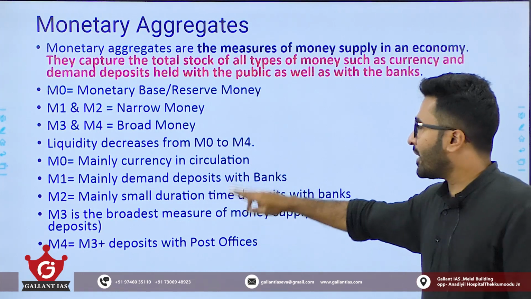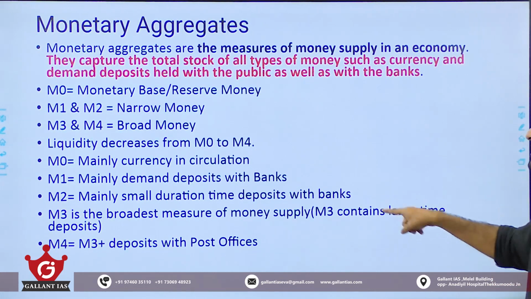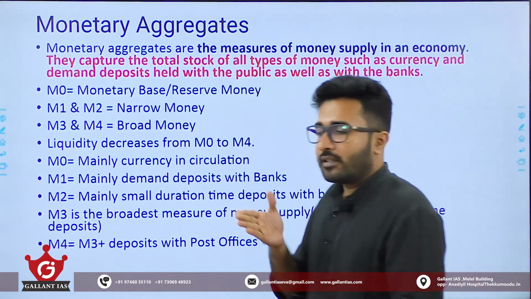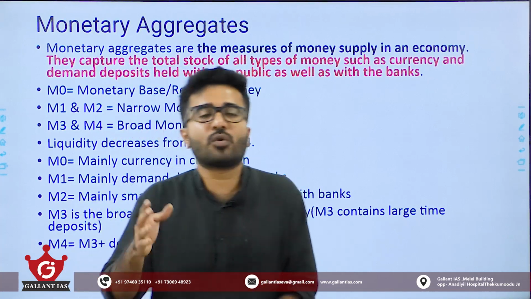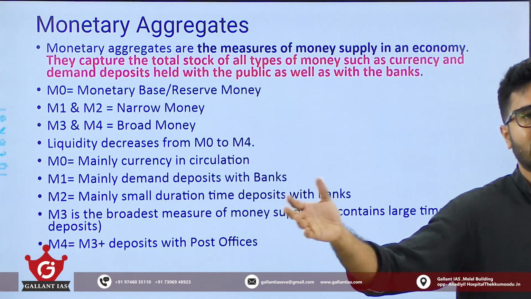Now come to M3. M3 is the broadest measure of money supply. M3 contains large time deposits. The fixed deposit in which you have put the money has a maturity of say 3 years or 5 years.